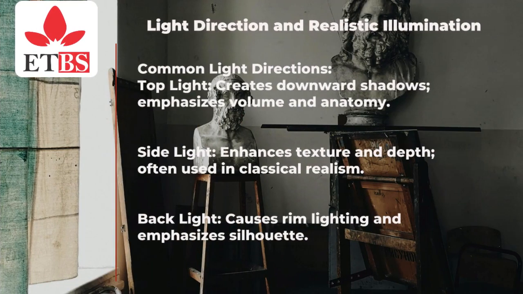2. Light direction and realistic illumination. Common light directions. Top light creates downward shadows, emphasizes volume and anatomy. Side light enhances texture and depth, often used in classical realism. Backlight causes rim lighting and emphasizes silhouette. Spotlight is highly directional, theatrical, and often used for dramatic compositions.